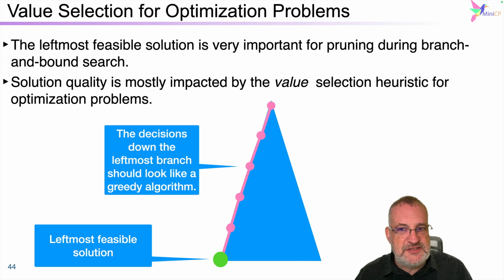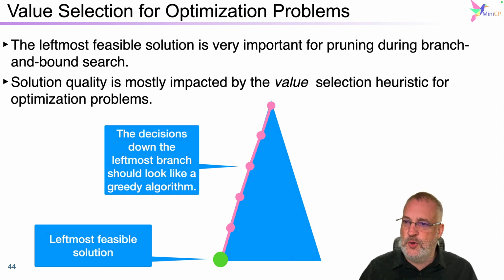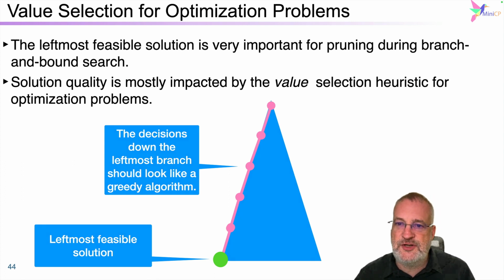That's interesting, isn't it? The value of the variable is going to have an impact on how good a solution you find early on during the search. Still complete, you'll see all of them. Hopefully you'll prune the worst one, but that's what you're after, getting good solution early on.